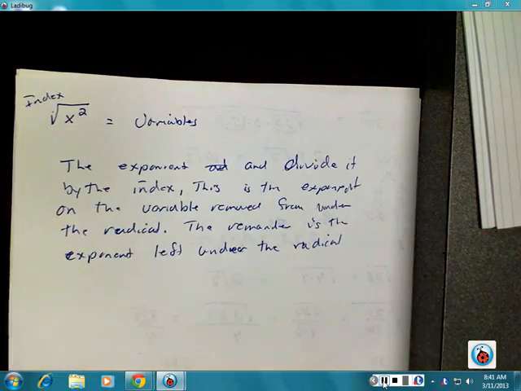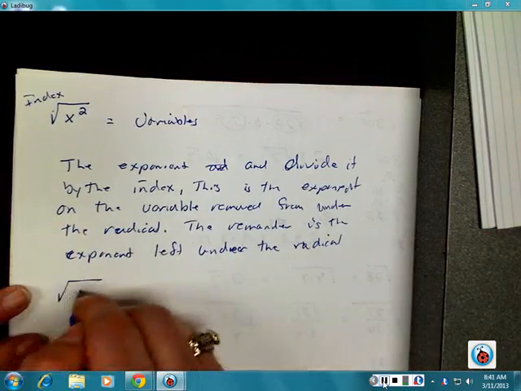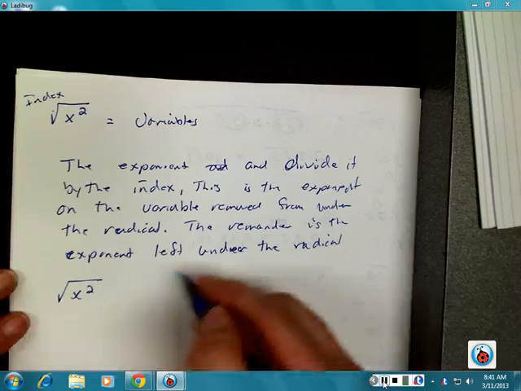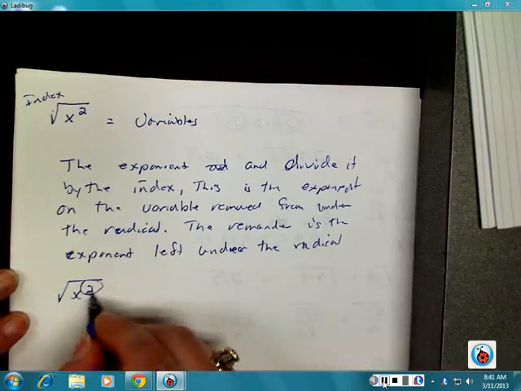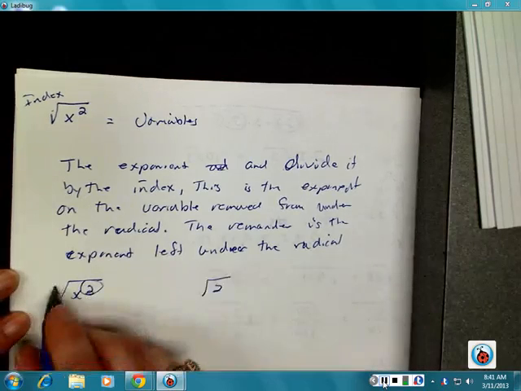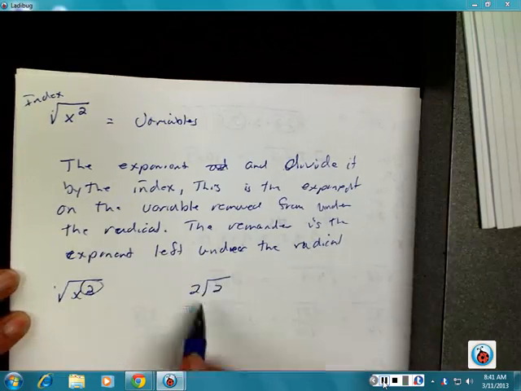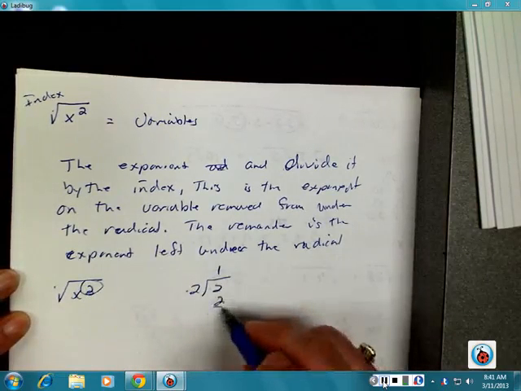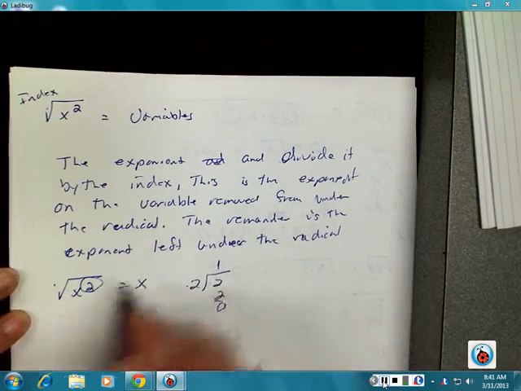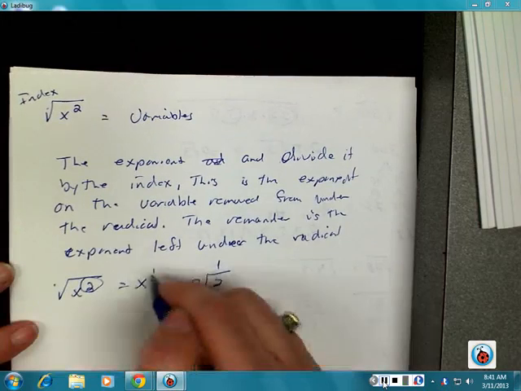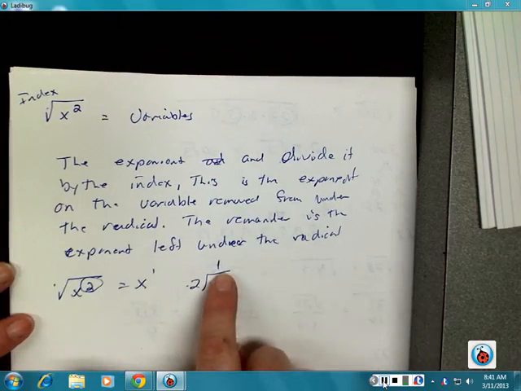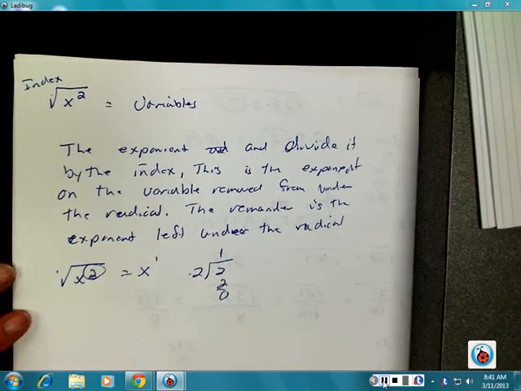So, if I have the square root of x squared, the exponent is 2, the index is 2, so 2 divided by 2 is 1, no remainders, so my answer is just simply x to the first power because that was my number out here. Hopefully that makes sense.